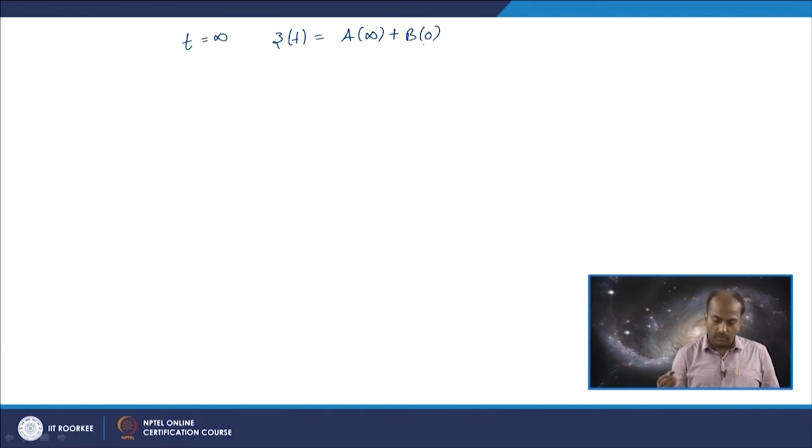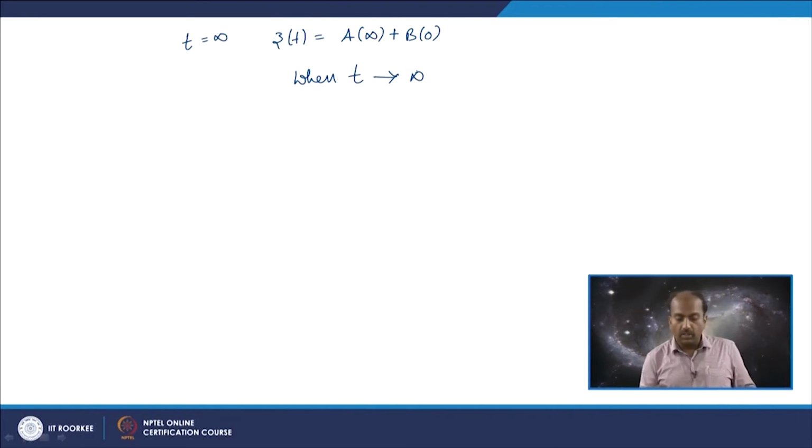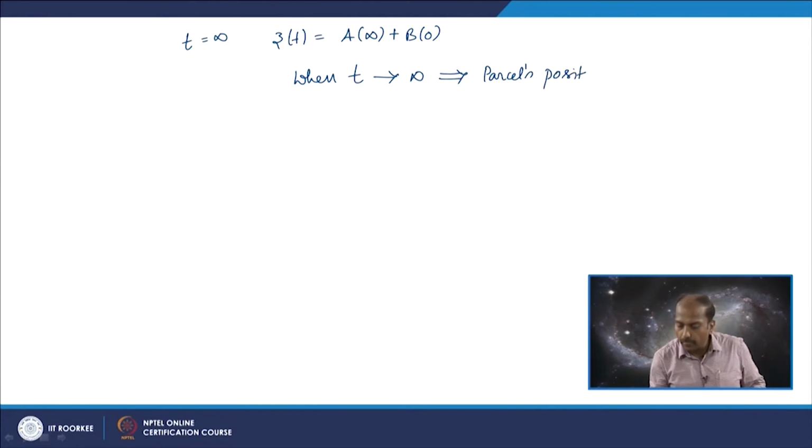So, here it simply means that, let us say at t is equal to infinity, z of t is A into infinity plus B into 0. So, when time t tends to infinity, the parcel's displacement, the parcel's position z is also infinite.